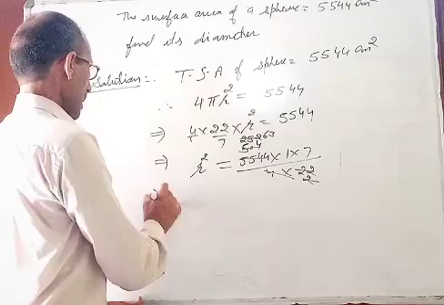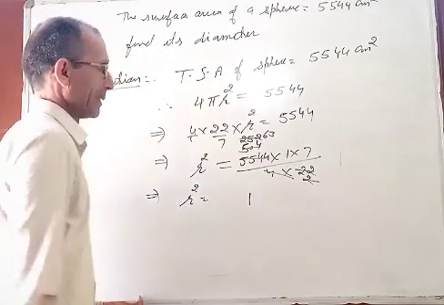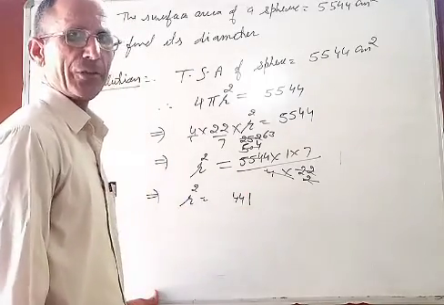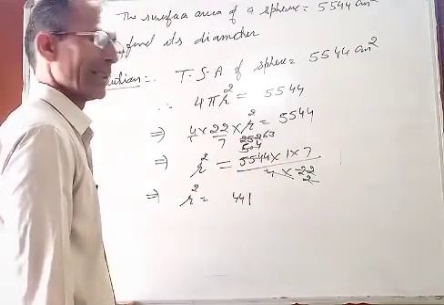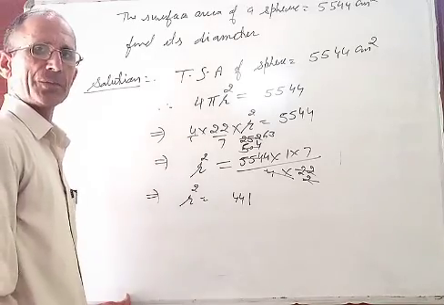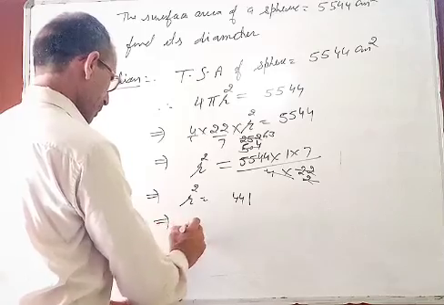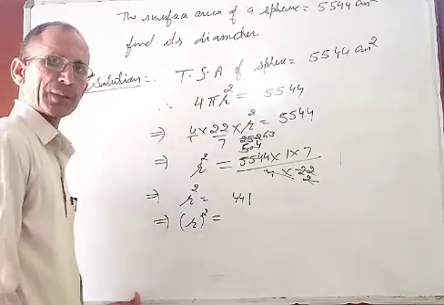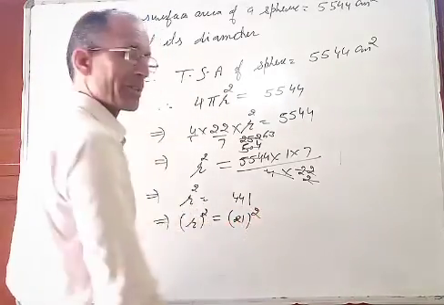So r square will be equal to 441, which is 7 multiplied by 63. Any doubt? So r square is equal to 441. 441 is the square of 21, so you can write 21 square.